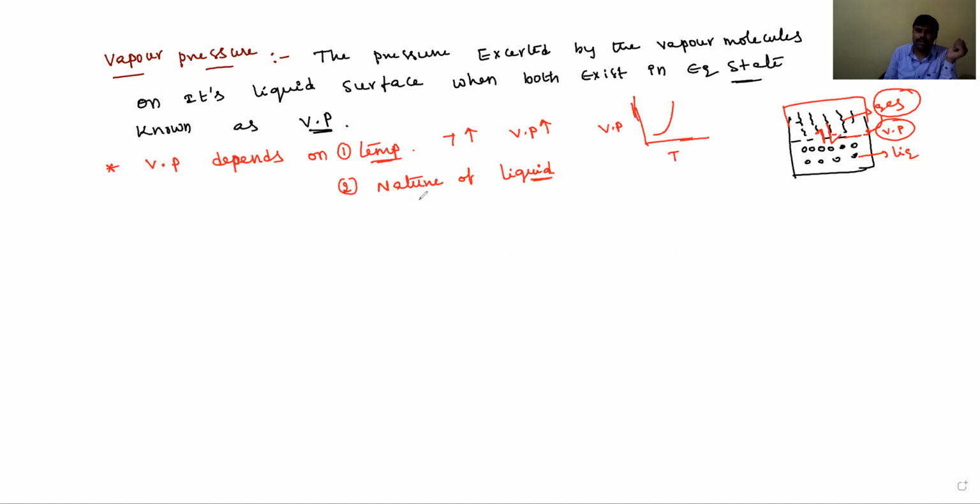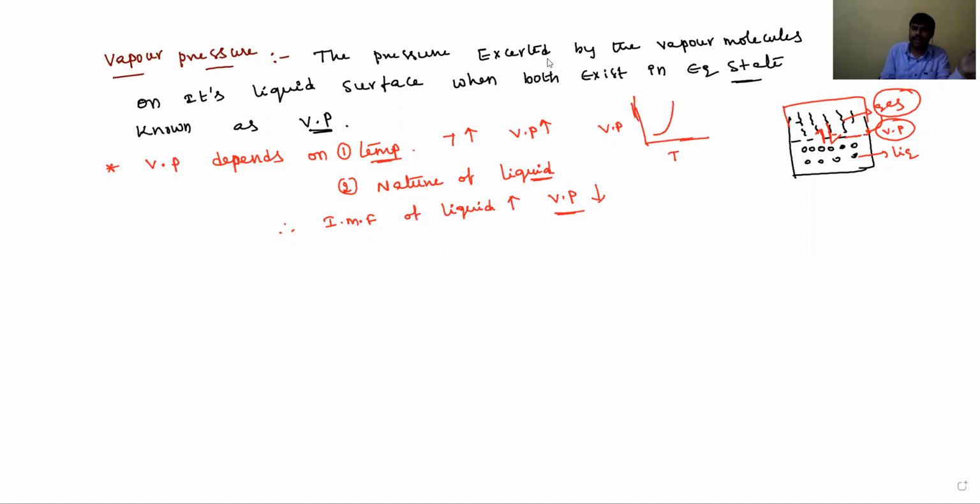Okay. Now, nature of liquid. If the intermolecular force of the liquid increases, then the vapor pressure decreases. If the intermolecular forces are increasing, very few molecules are converted into gaseous state, so automatically the pressure exerted on the liquid surface decreases. That's why, if the intermolecular force of the liquid increases, then the vapor pressure decreases.